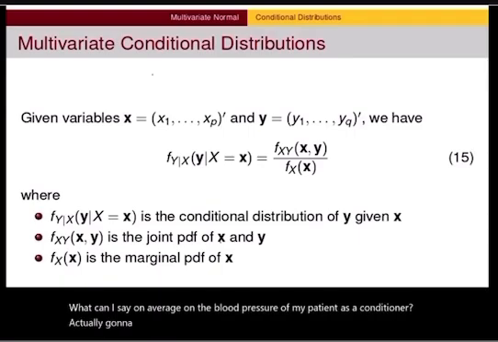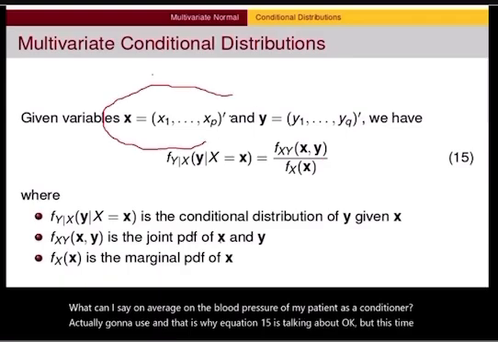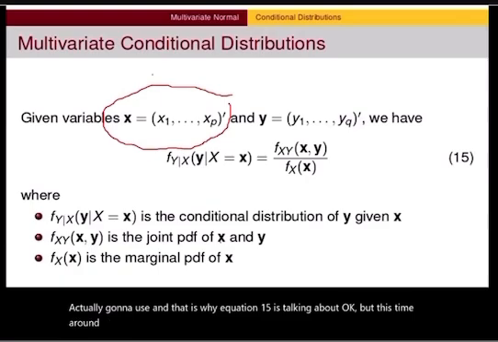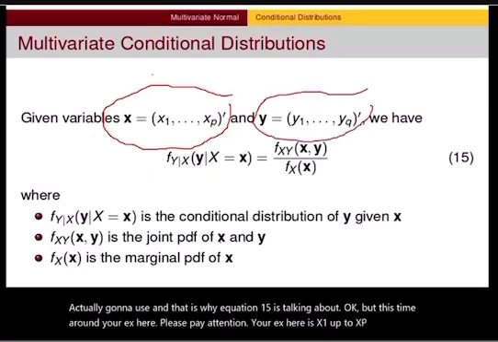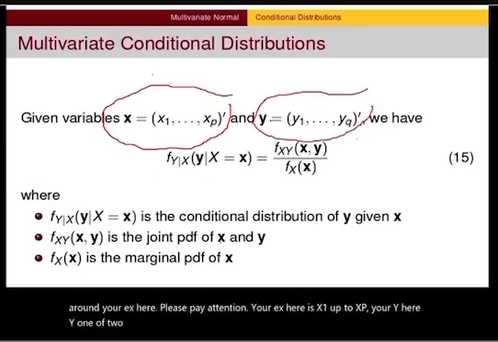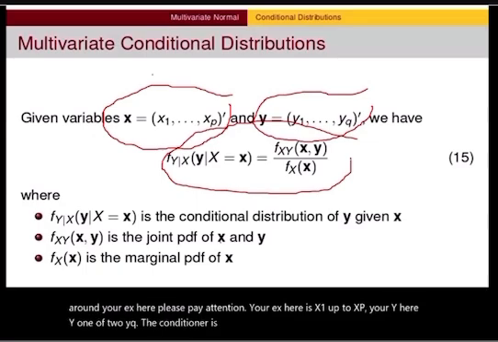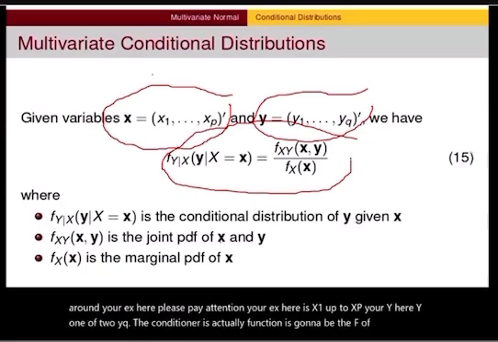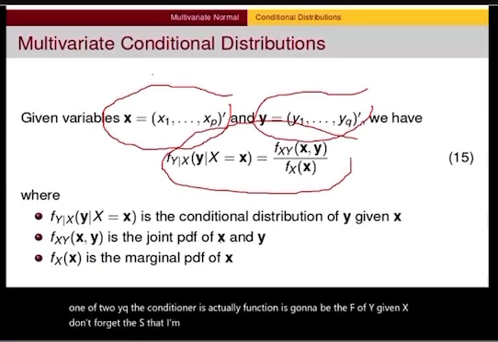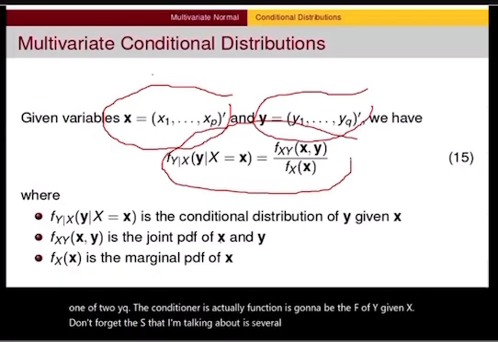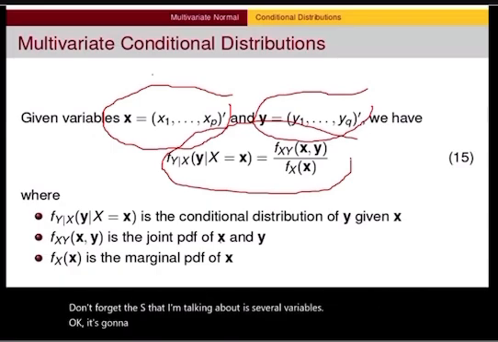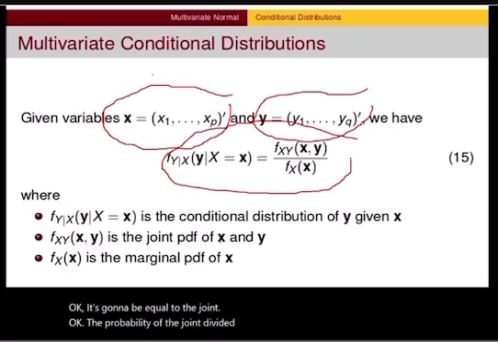That is why question 15 is talking about this, but this time around, please pay attention. Your X here is X1 up to XP. Your Y here is Y1 up to YQ. The conditional function is going to be f of y given x. Don't forget that I'm talking about several variables. It's going to be equal to the joint probability divided by the marginal. Take a look at that.